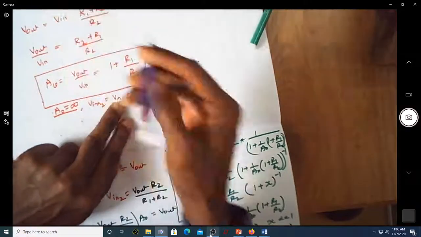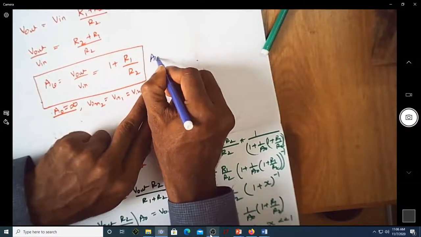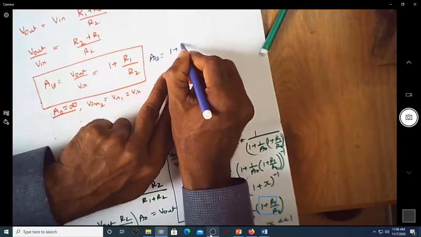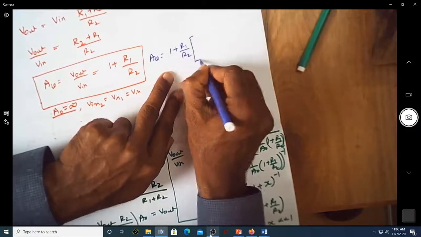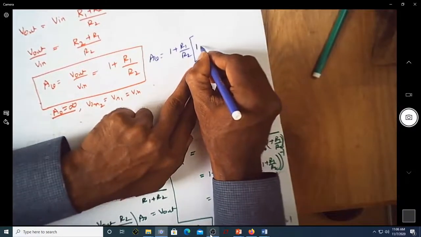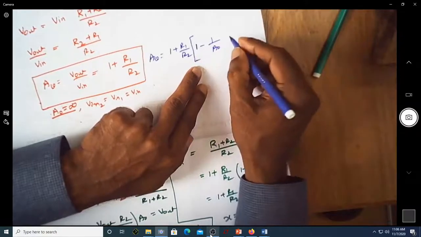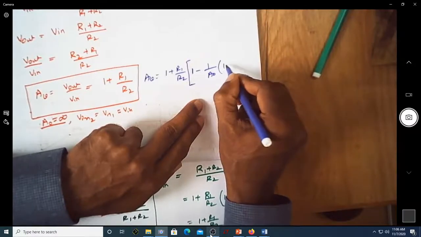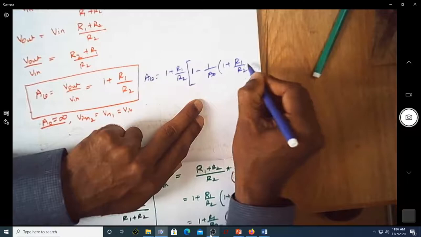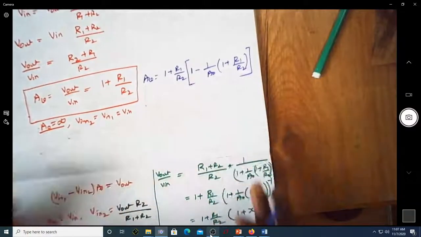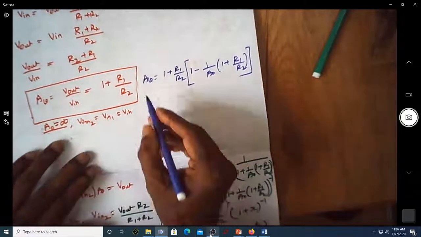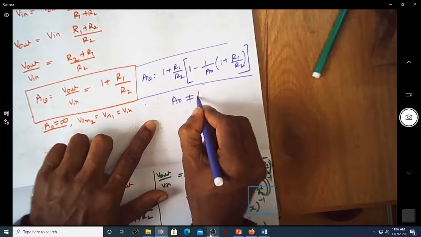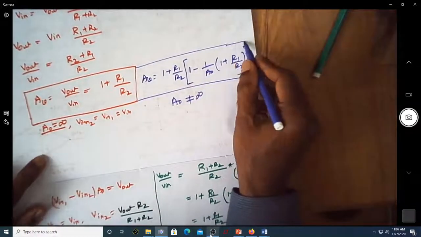If A naught is not infinity, if A naught is some finite value, then it is given by the same 1 plus R1 by R2, but you'll have one more extra term, that is 1 minus 1 over A naught, multiplied by 1 plus R1 by R2. This is the expression we're going to get, for A naught not equal to infinity. You are actually substituting the value of A naught, and you'll get this expression.